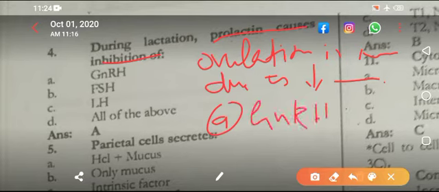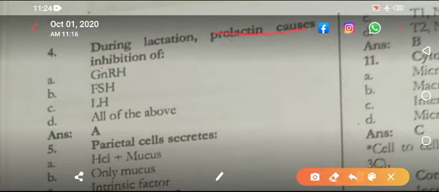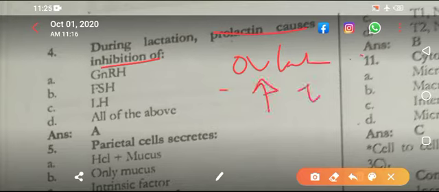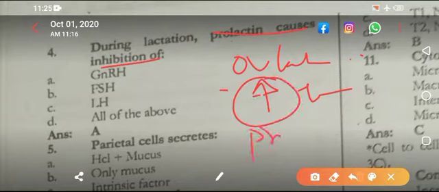You have to pick the GnRH. If your stem says, during lactation, ovulation is inhibited, it is due to increase of which of the following hormones? Now, since you are having the word increase, choose the word prolactin. Prolactin. I think it is clear.